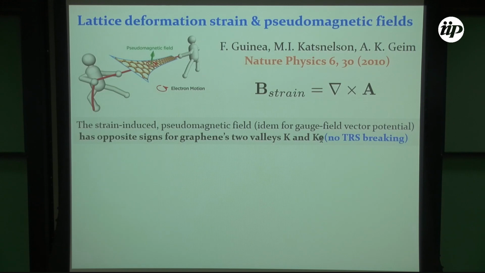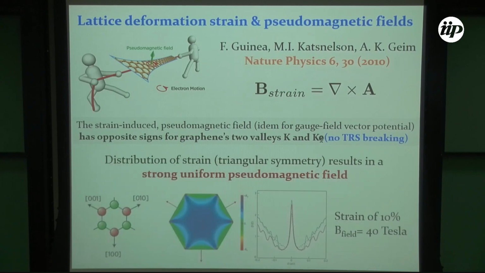Well, they were showing that when you strain your graphene with a certain symmetry, you can generate an effective pseudomagnetic field, which, however, does not break time reversal symmetry. Okay, so it means that in graphene, when you switch Valley, you switch the sign of this pseudomagnetic field. So the sum is 0. We cannot have an observable consequence in terms of quantum transport.